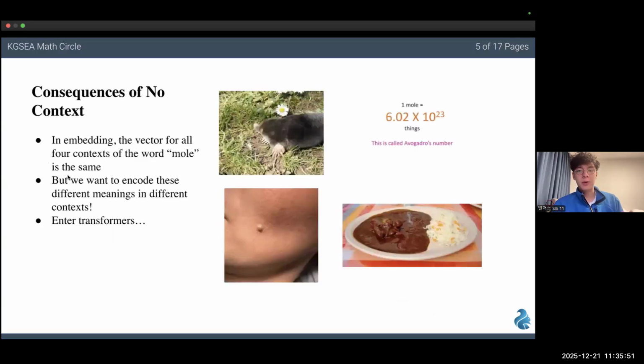So what happens when we don't have any context? What happens when one vector has to encode multiple different meanings? In embedding, as I illustrate with this example, the vector for all four contexts of the word "mole" is the same: mole the animal, mole the unit if you've taken chemistry, mole on your face, and also mole, a common Mexican dish. But we want to be able to encode the meaning of all these different contexts. And transformers, which are the key part of how these LLMs work, are going to help us do that.